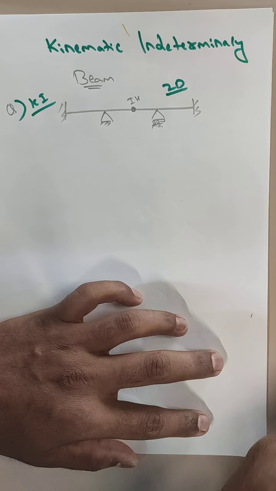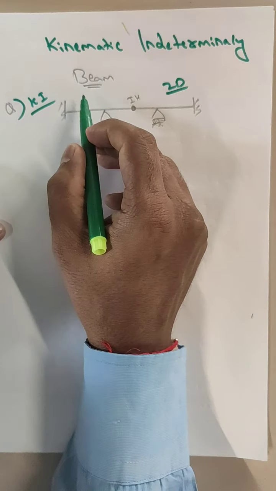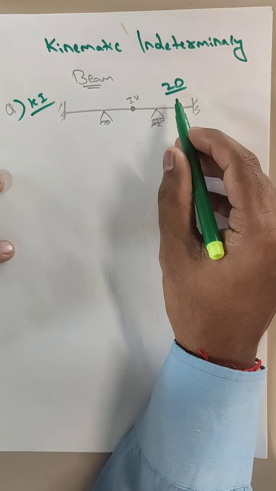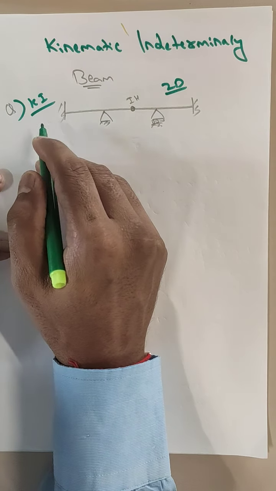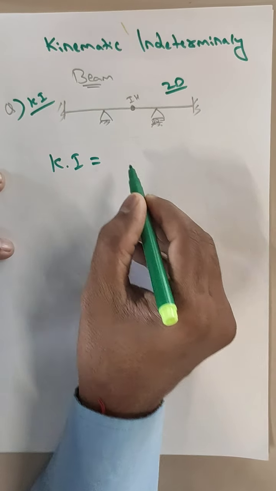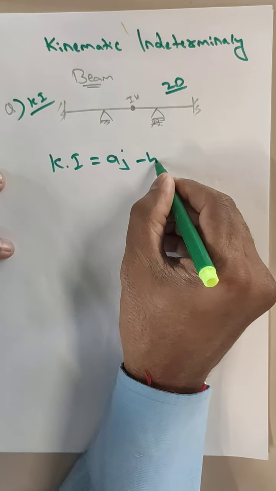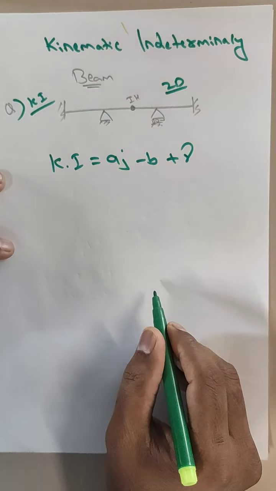Hello students, now let us have a problem on kinematic indeterminacy for your beam. Let us take it as a 2D beam. We have to find out our kinematic indeterminacy. As you all know, the equation for kinematic indeterminacy is equal to Aj minus B plus gamma.